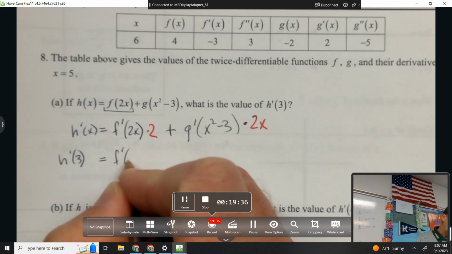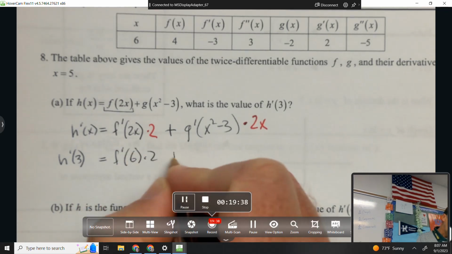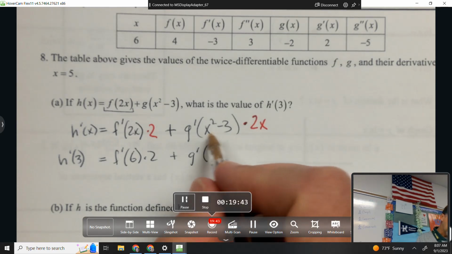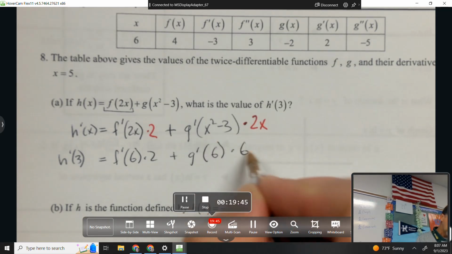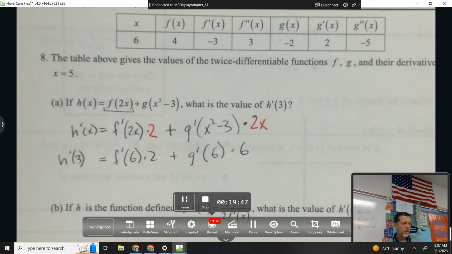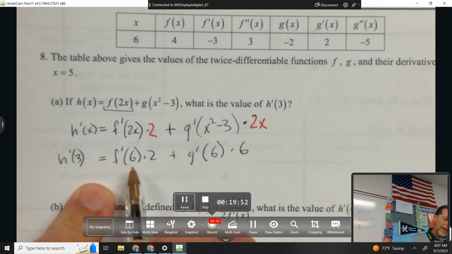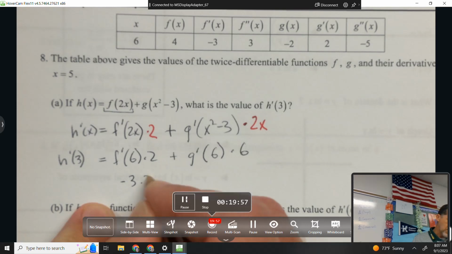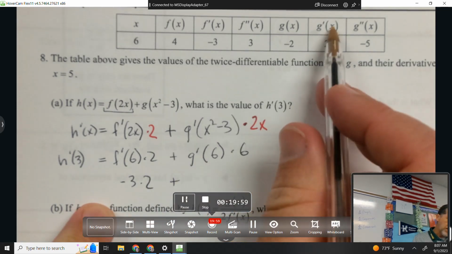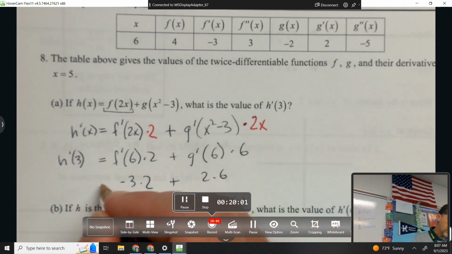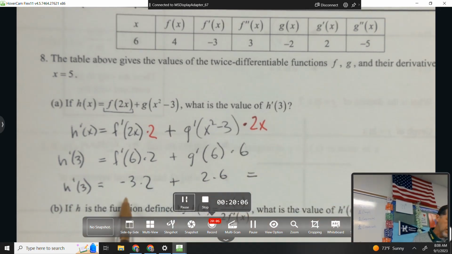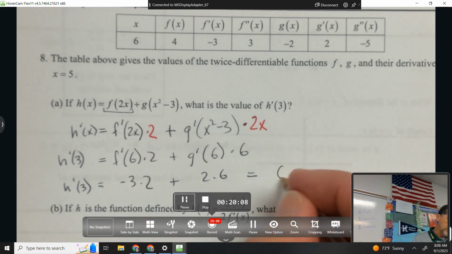So that's f prime at 6 times 2 plus g prime at 3 squared is 9 minus 3 is 6 times 6. And then it's just going to the table, and hey, what do you know? The table has exactly what I need. F prime at 6 is -3. And g prime at 6 is 2. And then that would be a safe stop because we filled in everything. Negative 6 plus 12 would be positive 6.